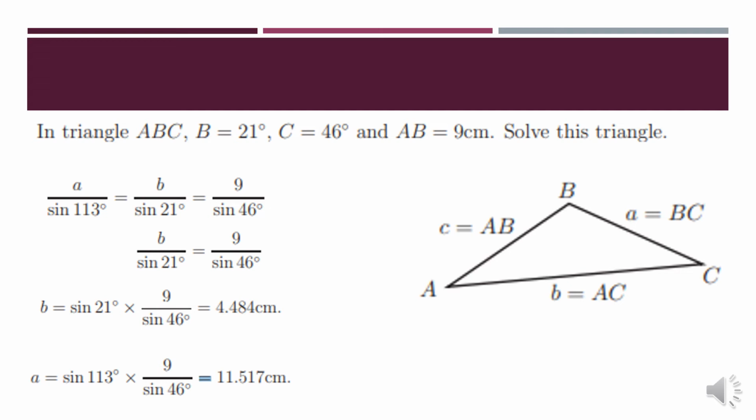We are encouraged to use cross multiplication. The marks are actually given for the working in IGCSE, so you have to show the detailed working steps. To calculate the length of B, you multiply sine 21 by 9 and divide by sine 46. To calculate the length of A, it is 9 over sine 46, so when you cross multiply, 9 sine 113 is the numerator and you divide it by sine 46.